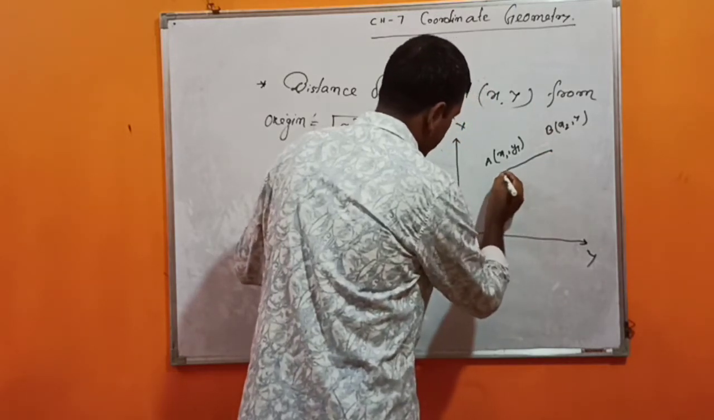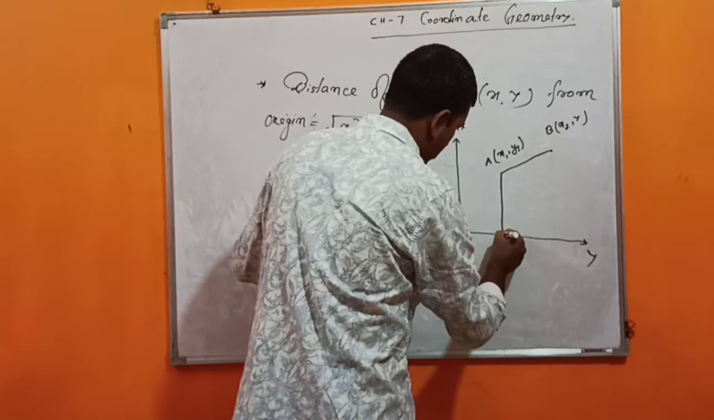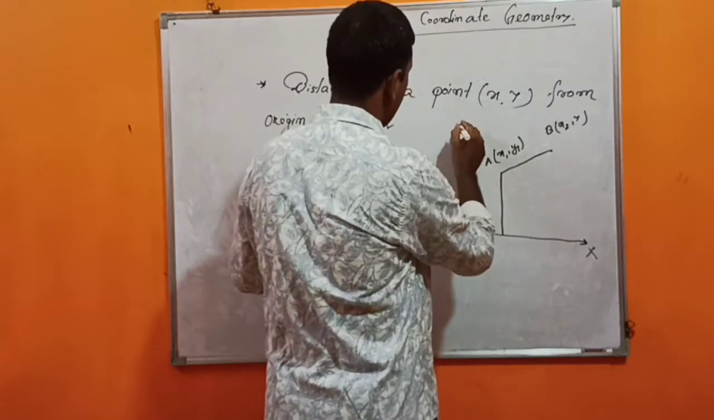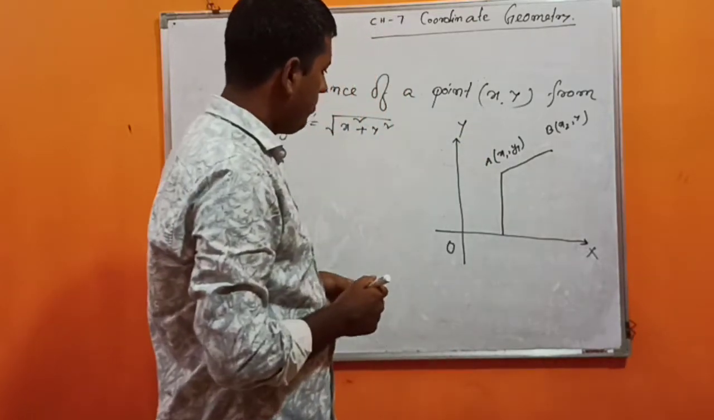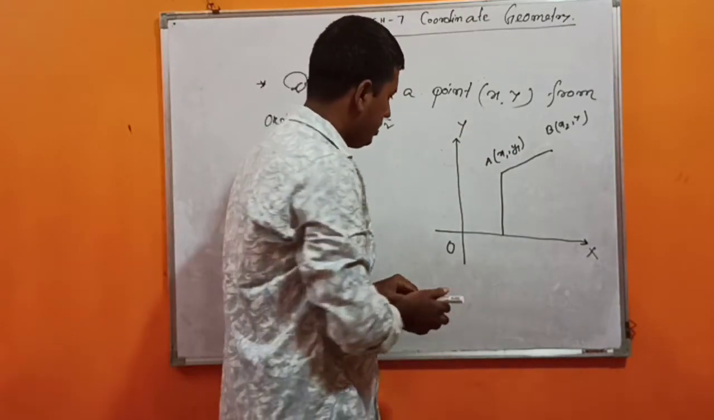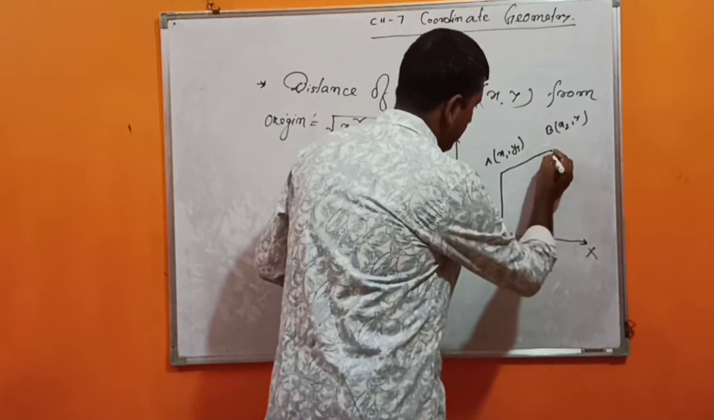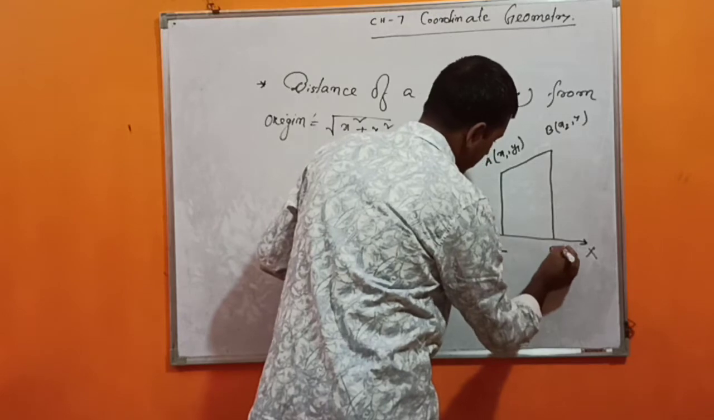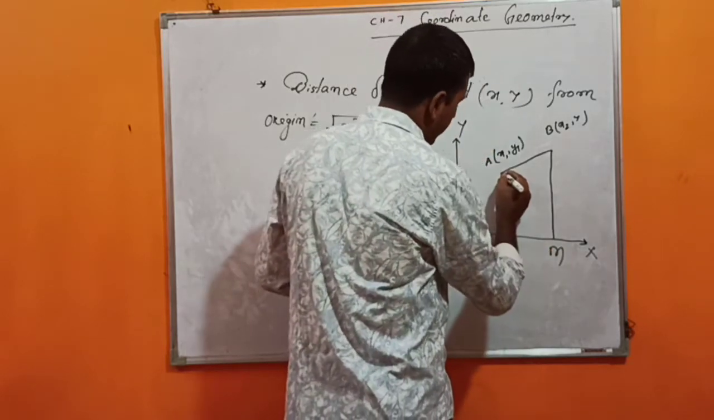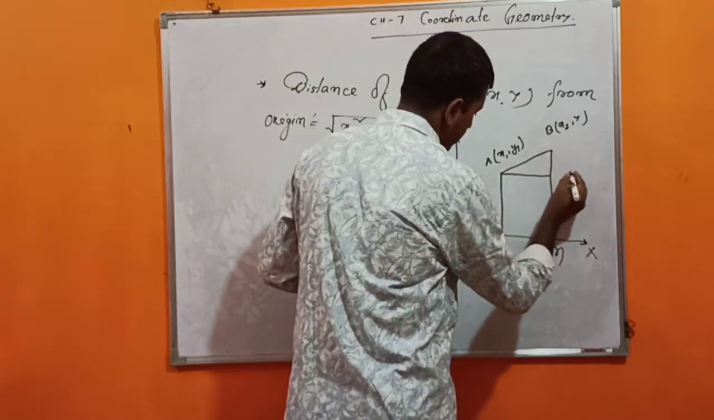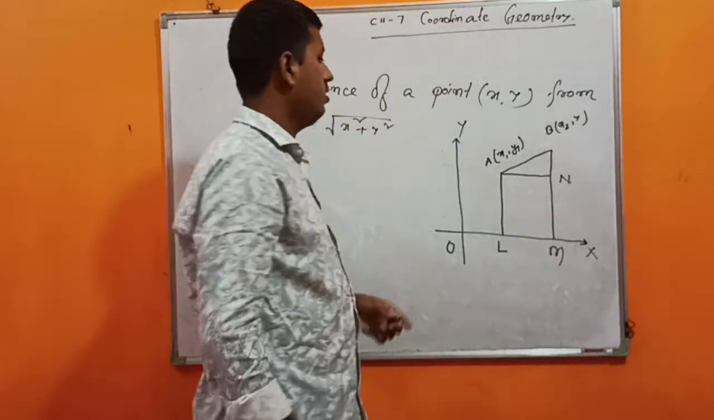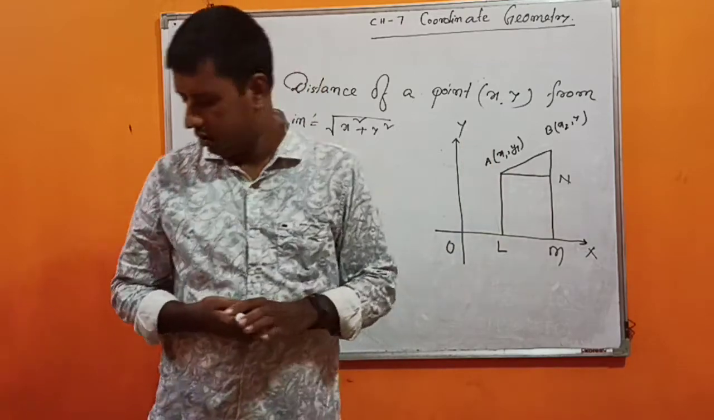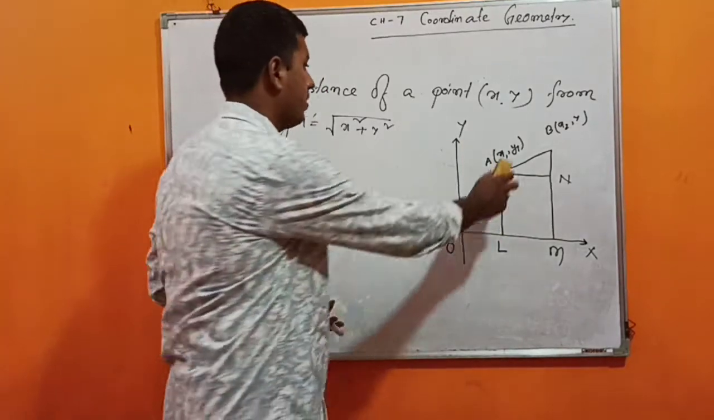Draw perpendiculars from A on OY and OX. We have to draw perpendiculars from A on x axis, that is AL, and a perpendicular from B, that is x2 y2, M. Here also we have to draw another perpendicular from A, here is AN. So we have to find the distance between the point A and B. So write down this diagram.